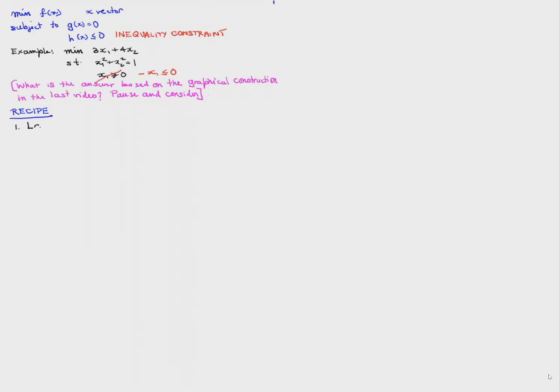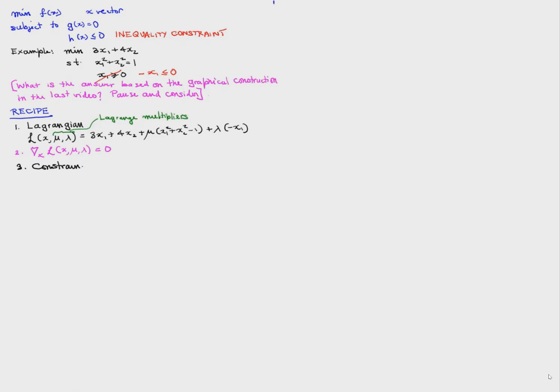Now, just as we did in the last video, we have a recipe for these inequality constraint problems. Again, we formulate a Lagrangian, but this time we also include a second term, the inequality constraint, in the Lagrangian: lambda times minus x1. And lambda is a new Lagrange multiplier corresponding to the inequality constraint. The second step is again setting the gradient of the Lagrangian equal to 0. The third step is writing down the constraints.